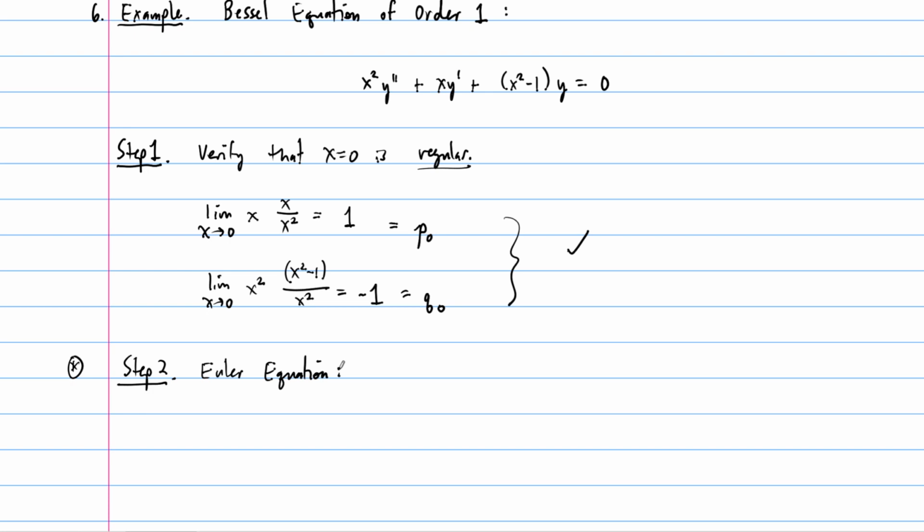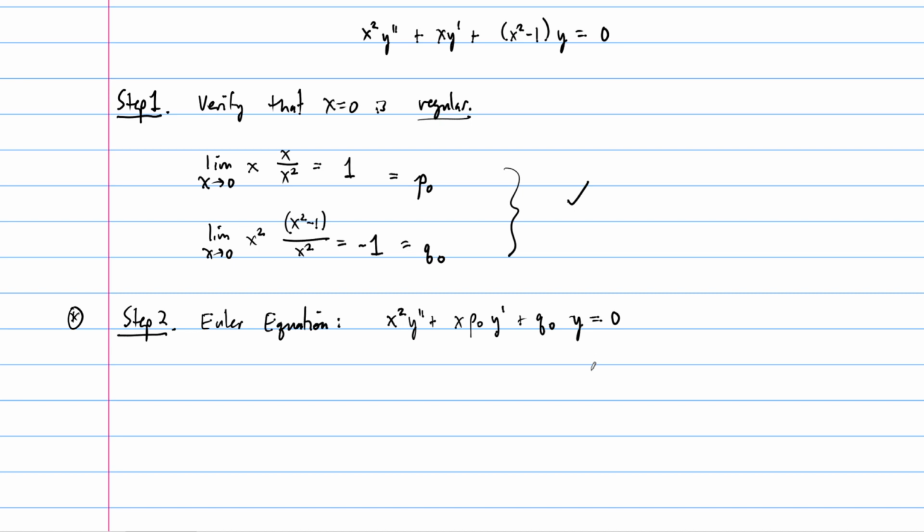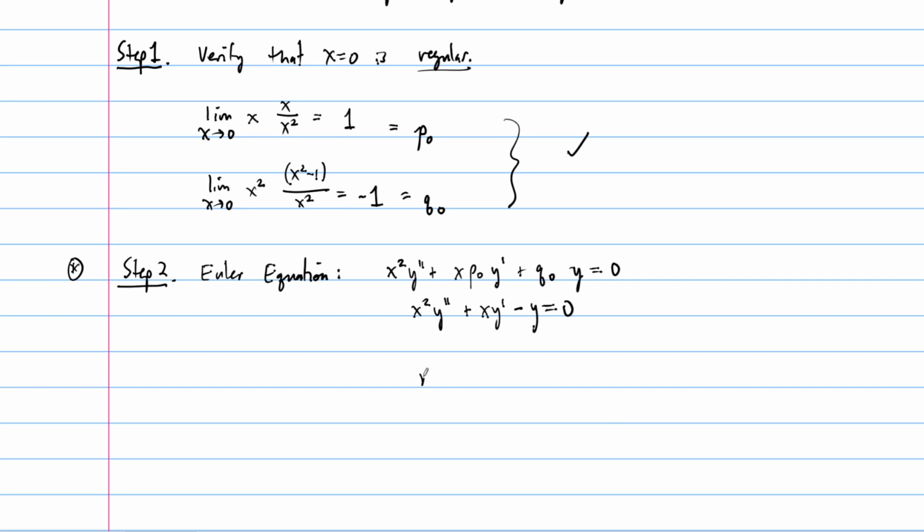The Euler equation that corresponds to this is going to be, remember, the differential equation x squared y double prime plus x times p0 times y prime plus q0 times y equals 0. We just computed p0 and q0, so this is going to be x squared y double prime plus x y prime minus y equals 0. And then the characteristic polynomial of this is going to be r squared plus 1 minus 1 times r minus 1 equals 0, right? Always minus 1 when these are like this. So you have to subtract 1 from the middle coefficient.